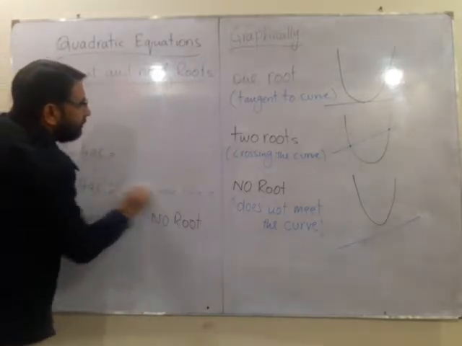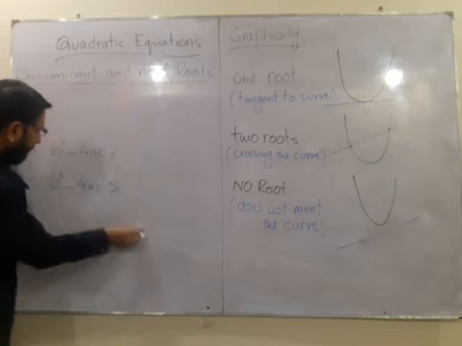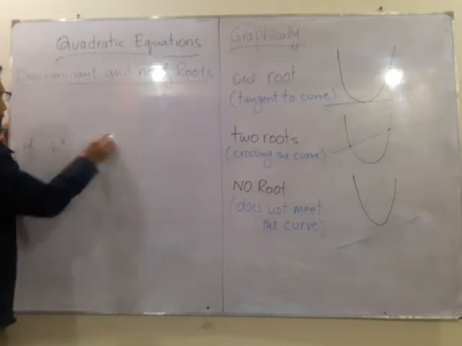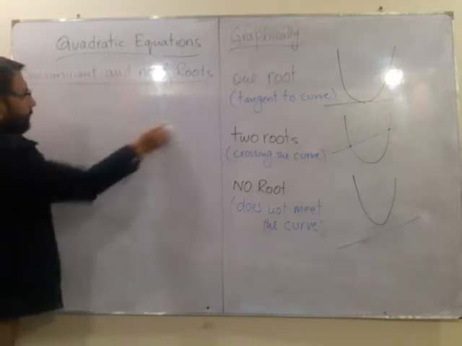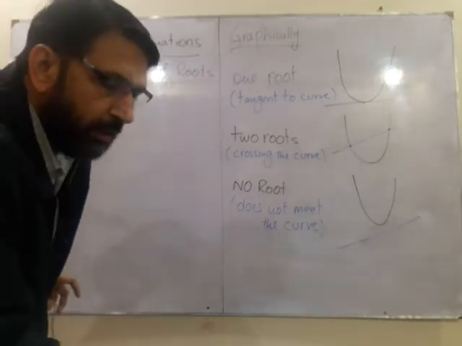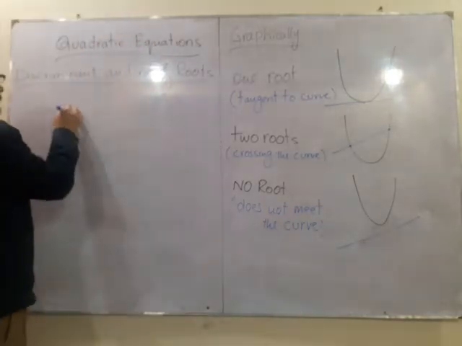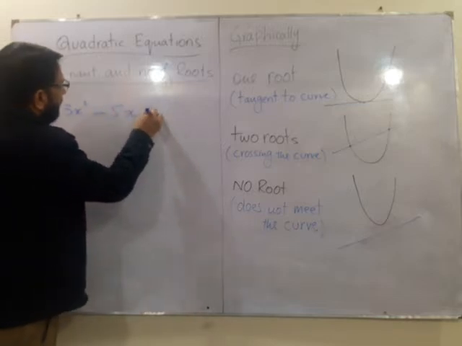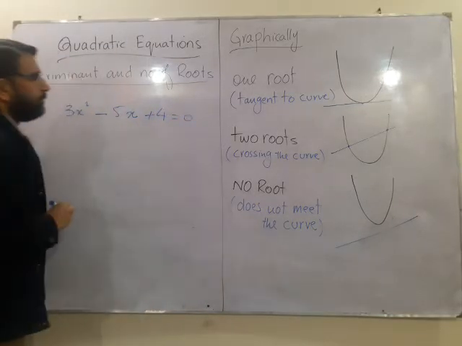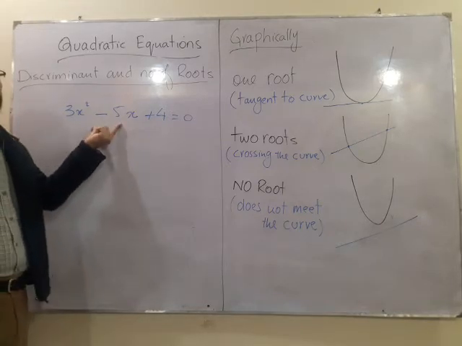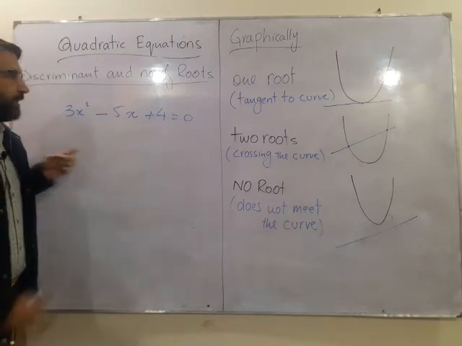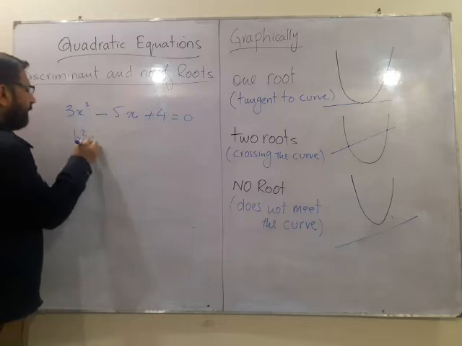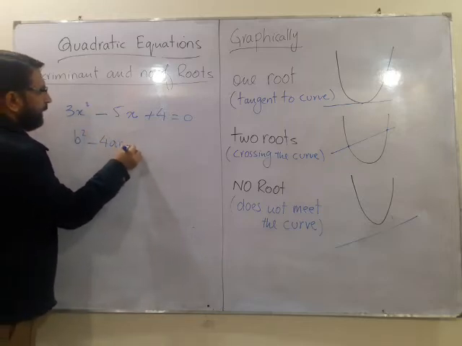For example, if there is an equation mentioned to you, 3x square minus 5x plus 4 equals 0, and he is asking you how many solutions there are, you just have to think about the value of b square minus 4ac.